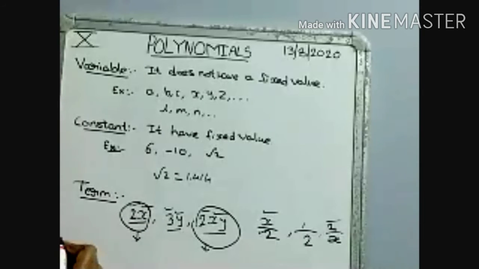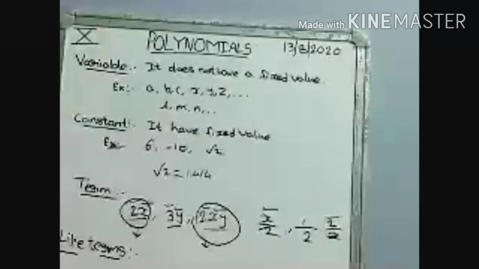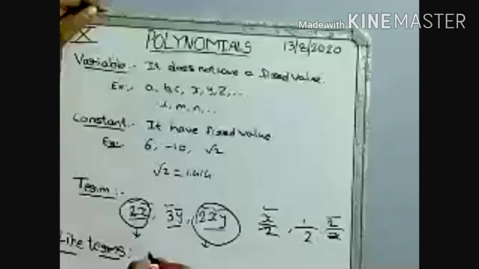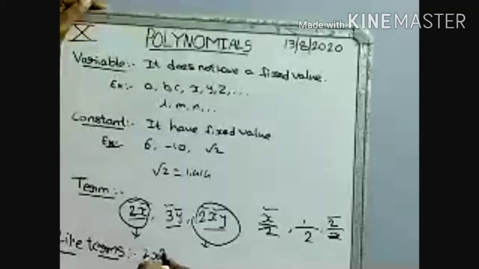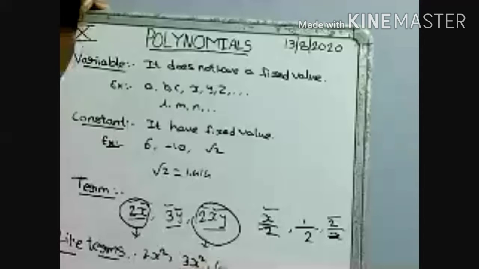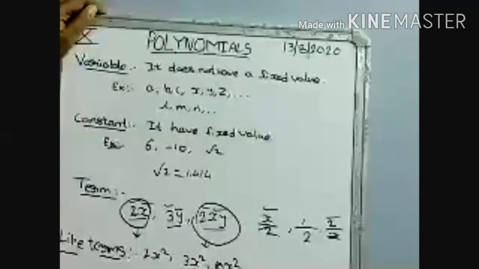And in terms, like terms. Like terms means what? Like means all should be same. It is called like terms. So in like terms, what examples can we take? Suppose take 2x square, 3x square, 10x square. Why? Because the same is written here.